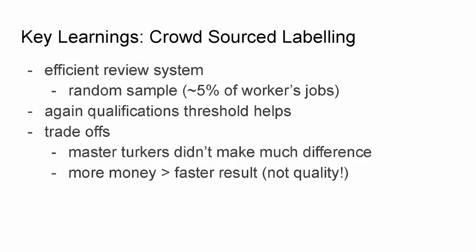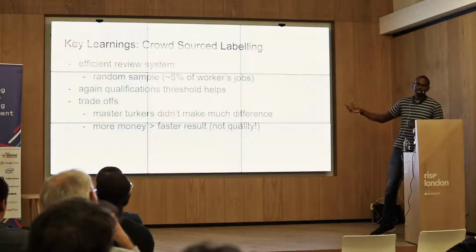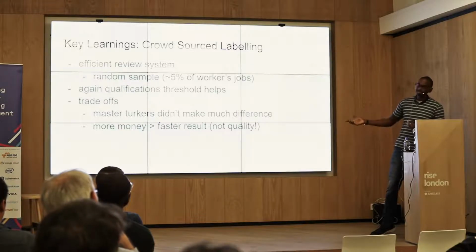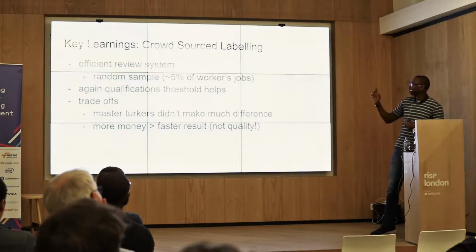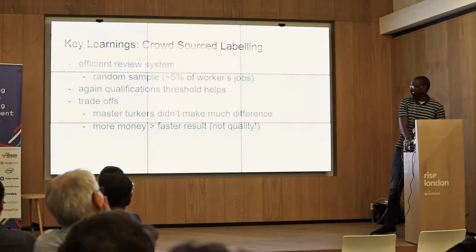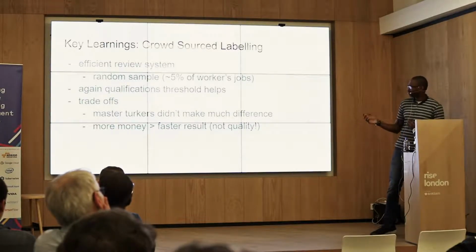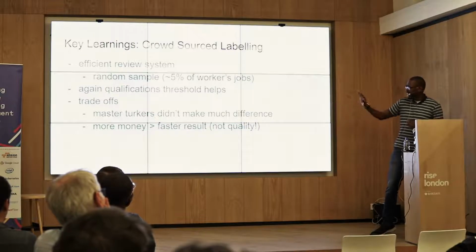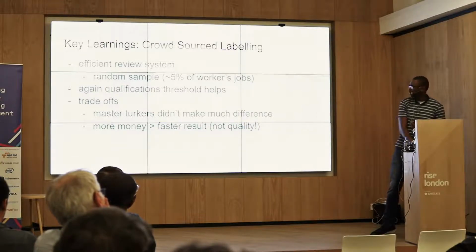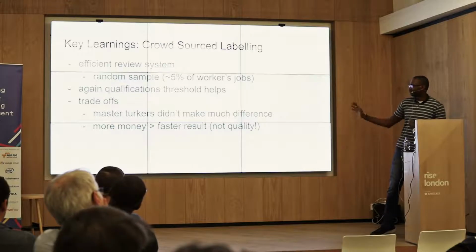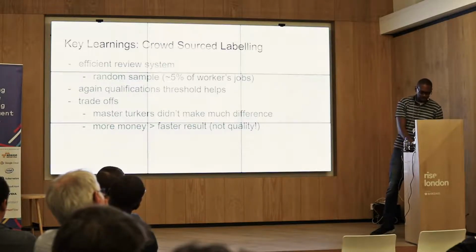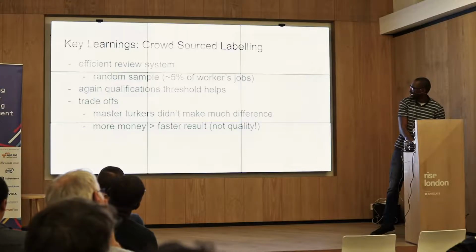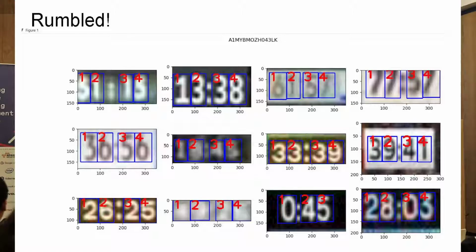It allows you to have the workers pass a test before they can actually work on any of your tasks. So that really, really helps to weed out bad workers. Some trade-offs. There's a terminology called master Turkers, where you essentially pay Amazon a bit more money, and they'll give you very experienced Turkers. I didn't find that made much difference. And more money equals faster results. It does not mean quality. That's what I found.